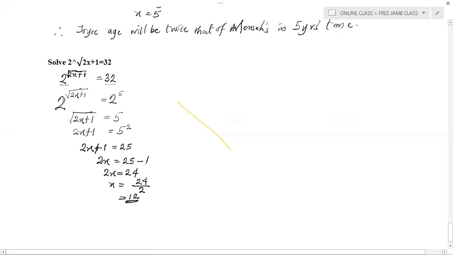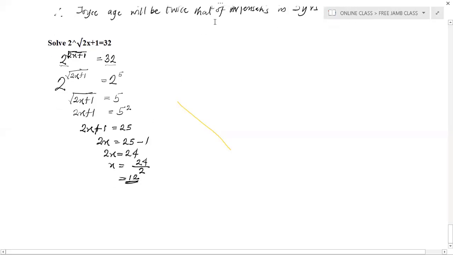We now have, we remove the base, so it means root 2x plus 1 equals 5. We square the other side, so that means 2x plus 1 equals 25. So 2x equals 25 minus 1. 2x equals 24. Then x equals 24 over 2, which is 12.